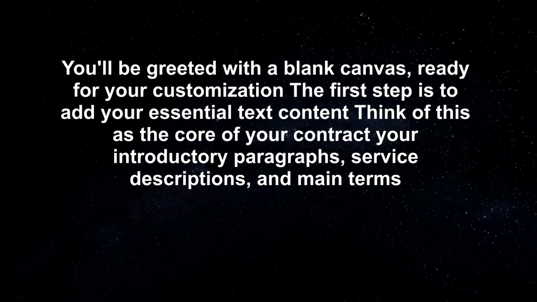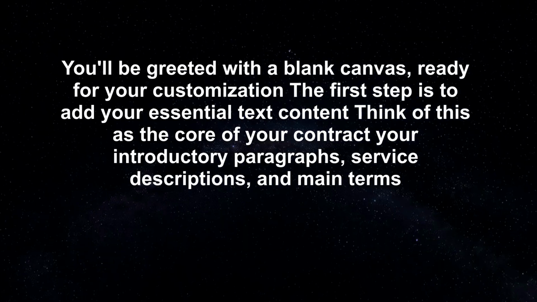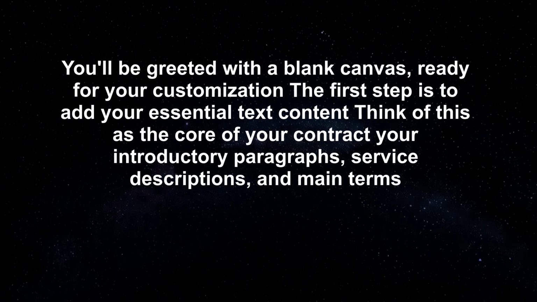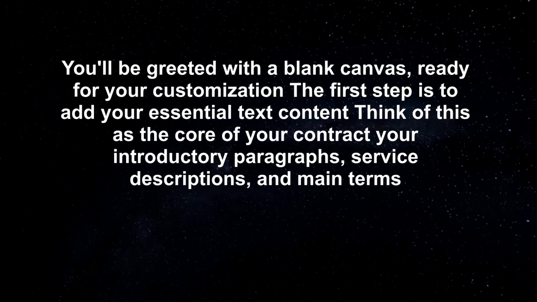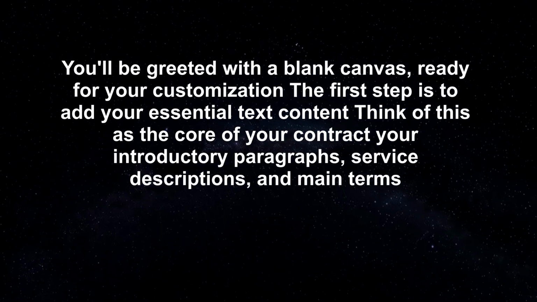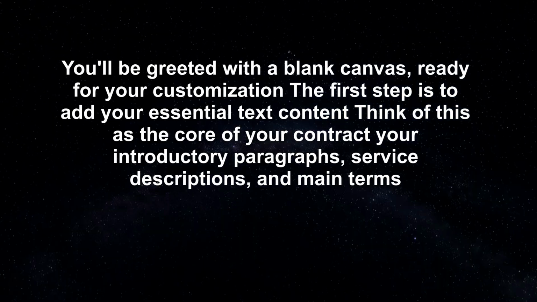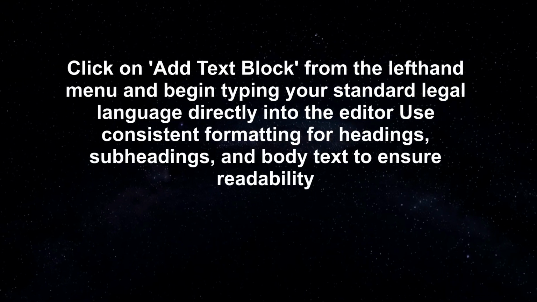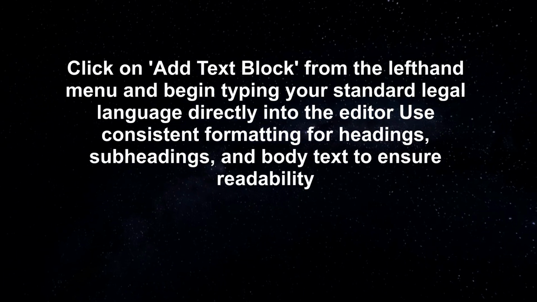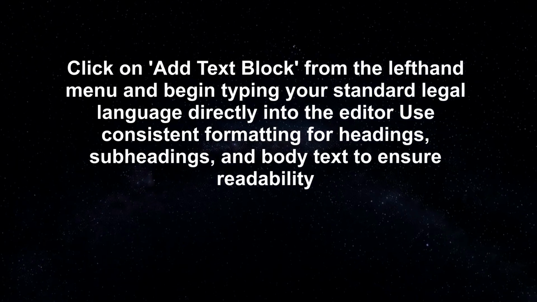You'll be greeted with a blank canvas, ready for your customization. The first step is to add your essential text content. Think of this as the core of your contract: your introductory paragraphs, service descriptions, and main terms. Click on Add Text Block from the left-hand menu and begin typing your standard legal language directly into the editor.